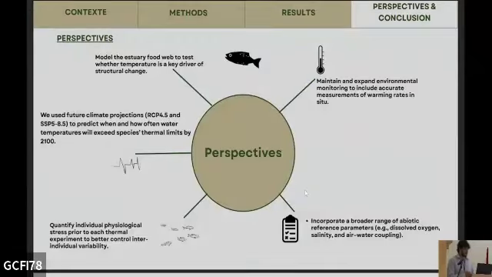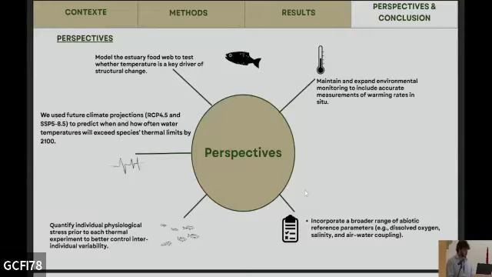For some perspective, it will be really interesting because we're laying ground here on this type of thermal physiology experimentation in French Guiana. So there's a lot of different work to do on it. It will be really interesting to maintain and expand environmental monitoring to include even more accurate warming rates. Also to incorporate a broader range of abiotic reference parameters such as dissolved oxygen, salinity, etc. Because I'm not sure that my individuals are dying because of temperature. They might be dying because they're suffocating before the temperature affects them in this way.